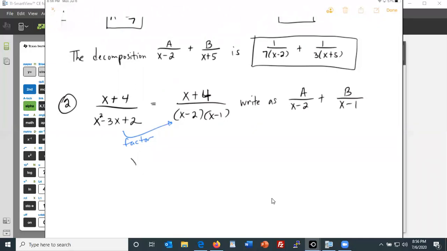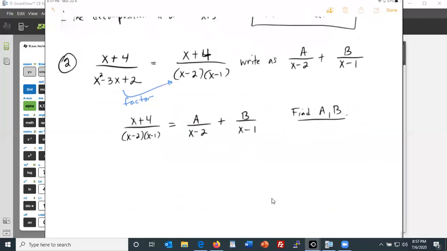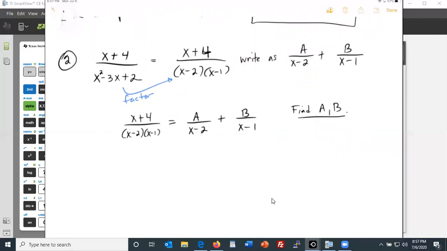Okay, so let's set this up. So we would have x plus 4 over x minus 2 times x minus 1 equals a over x minus 2 plus b over x minus 1. So again, the goal here is to find a and b, and then go back and you'll plug the a and b values in, and then the part here with the a and the b is the answer once you get the values. All right? So remember, this is what I want.